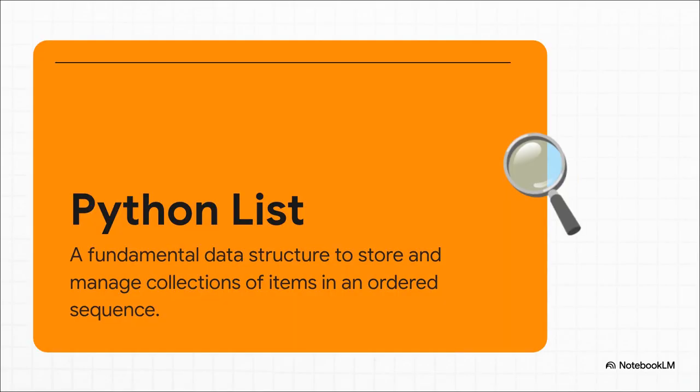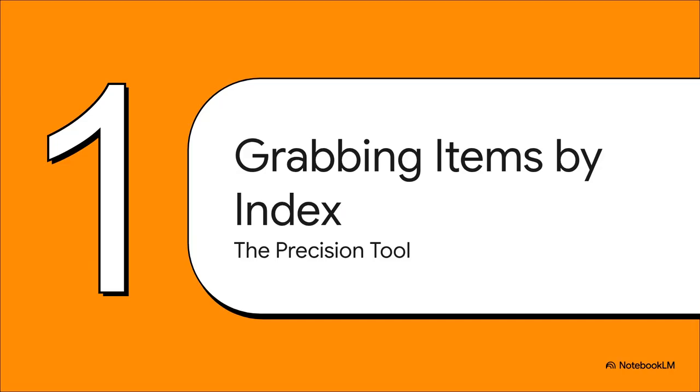Okay, let's just get this definition out of the way. At its heart, a Python list is just an ordered collection. And that word ordered is super important. It means every single item has a specific numbered spot, and we can use that spot to find it later. So our first and maybe most important tool is getting items by their index. You can think of this like the precision screwdriver in your toolkit. It's absolutely perfect for grabbing exactly one item.